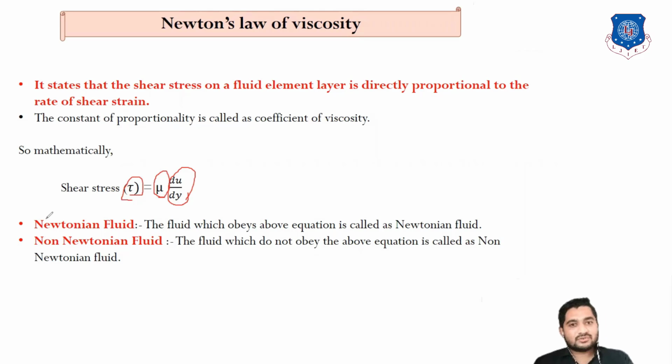According to Newton's law of viscosity, there are two types of fluids. First one is Newtonian fluid and second one is non-Newtonian fluid. First, Newtonian fluid: the fluid which satisfies or obeys Newton's law of viscosity is known as a Newtonian fluid, and the fluid which doesn't satisfy Newton's law of viscosity is known as a non-Newtonian fluid.